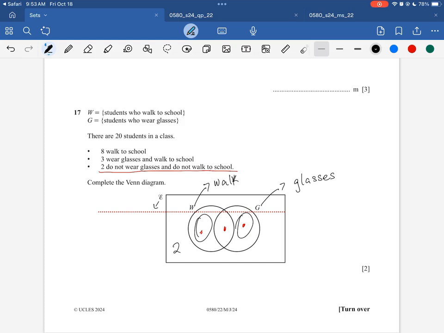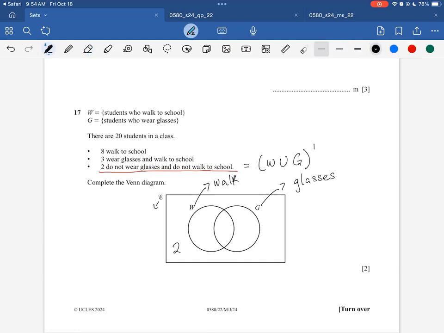So basically what you have, if you want to write this in set notation, you would have W union G. That's the union of people who walk and wear glasses. Complement. That's everybody not in that set. Everybody not in the set of people who walk and wear glasses. So your 2 here is outside. Okay, that's the first part.